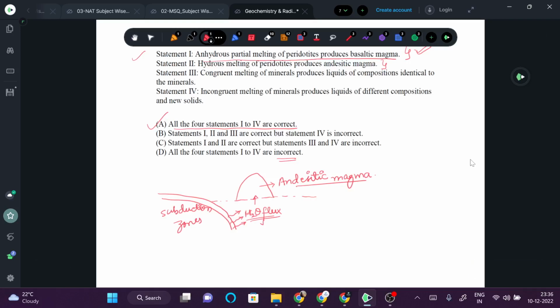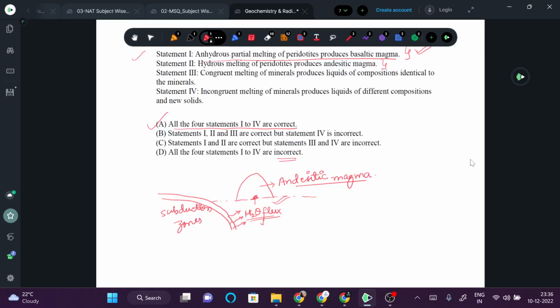The pressure is suddenly increased for the subducted plate, and then because of that melting, some volcanic chain would be produced. This volcanic chain is andesitic in nature, and this andesitic magma is the result of hydrous melting of peridotites. Here the melting that is happening is hydrous melting because it is resulting because of water. Okay, water combines with peridotites and then it melts. So this is what is happening in the second statement.